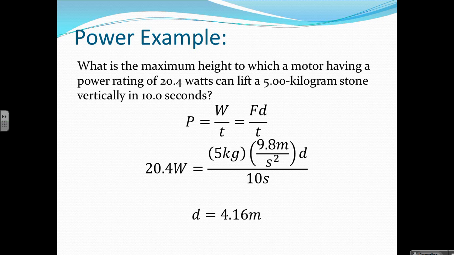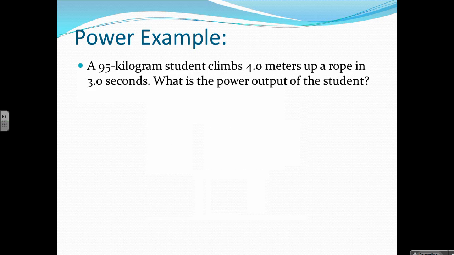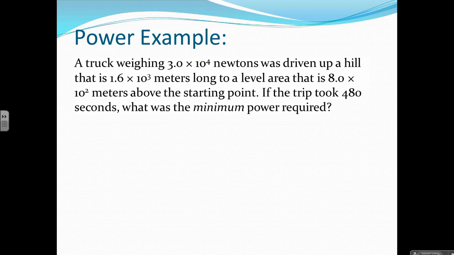That is how far this motor can pull this up in 10 seconds. That's a maximum. The second problem, I'll have you complete right after you watch this video. We'll talk about that in class. And we're going to go over the third one as an example.